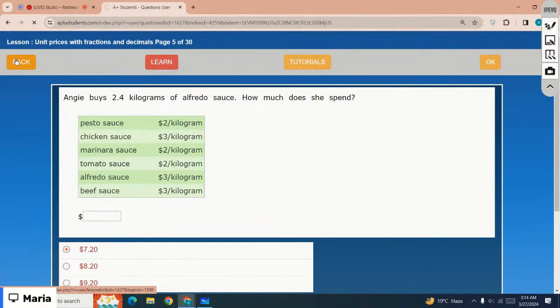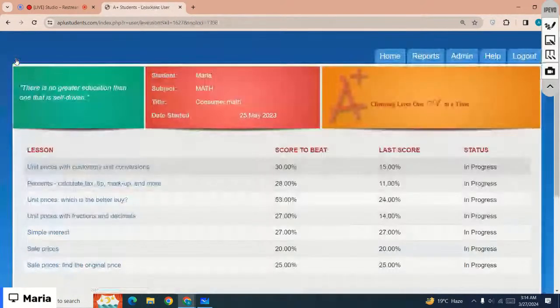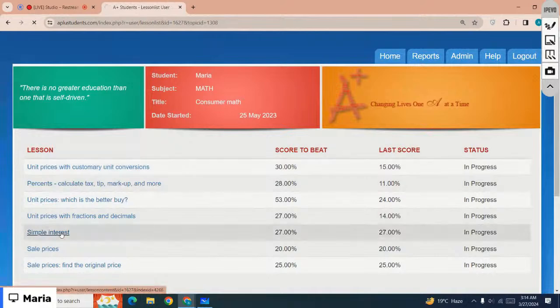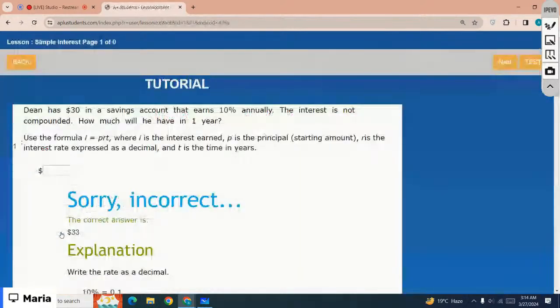Let me just move on to the next lesson. The next lesson is simple interest. Let's just start with the lesson, simple interest. Okay, the first example is: Dean has $30 in a saving account that earns 10% annually. The interest is not compounded. How much will he have in 1 year, right?